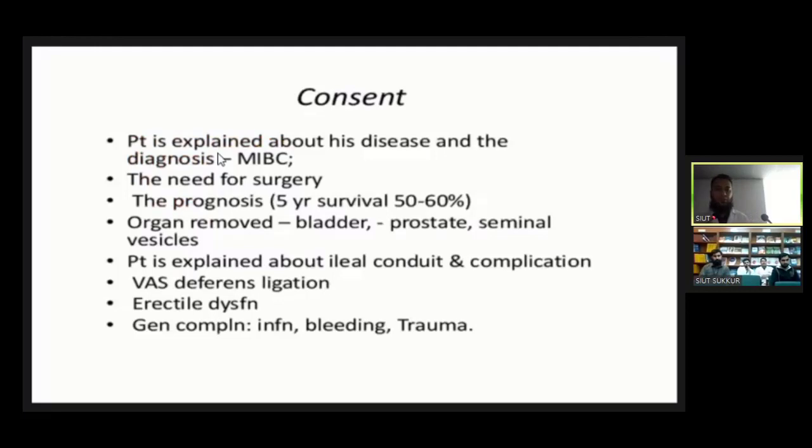After the decision for radical cystectomy, we first take consent for this procedure. The patient is explained about the disease, the diagnosis and its prognosis, the need for the surgery and the 5-year prognosis, which organs are removed in male and female, and all about the diversions like ileal conduit, the complications, the ligation of the vas deferens, and in the future, in males, erectile dysfunction, and general complications like infection, bleeding and trauma.